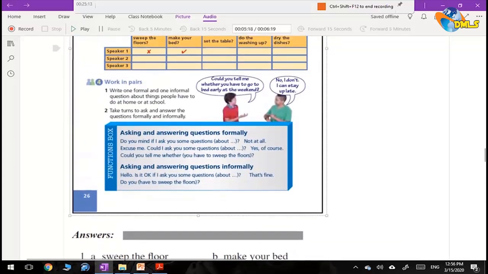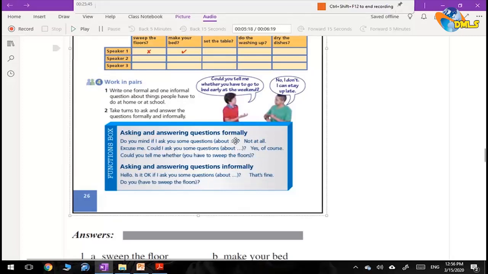Now, moving on to our function box, discussing this listening task we have had. If we check how the young girl doing the survey was talking to the different people she was surveying, she had different attitudes and different ways. Some were formal, some were informal. And these are the formats you follow if you are talking formally and informally to someone.